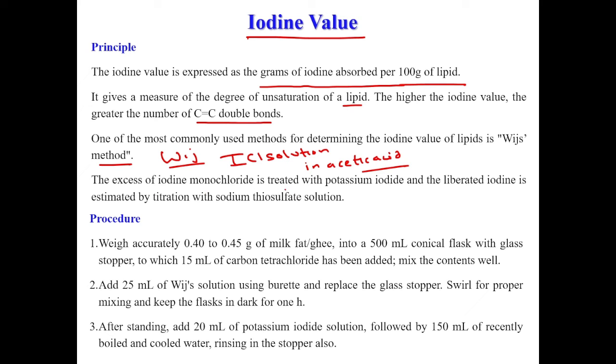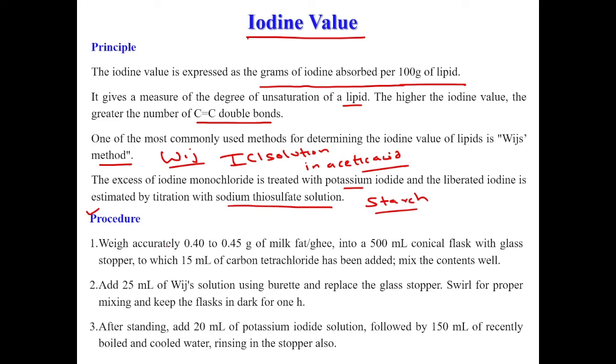The excess of iodine is treated with potassium iodide. So what we are doing is treating the excess iodine with potassium iodide, and the liberated iodine is then estimated by titration with sodium thiosulfate solution using starch as indicator. Okay, so this we will see in the reactions also. So let us first discuss the procedure.